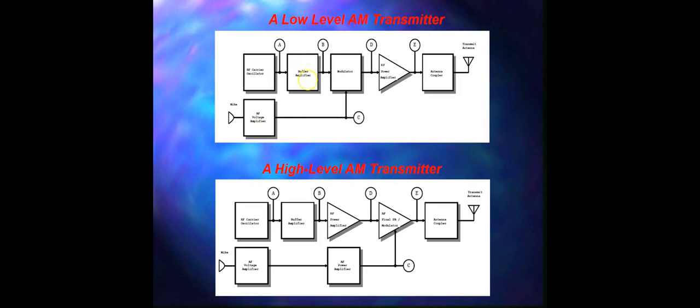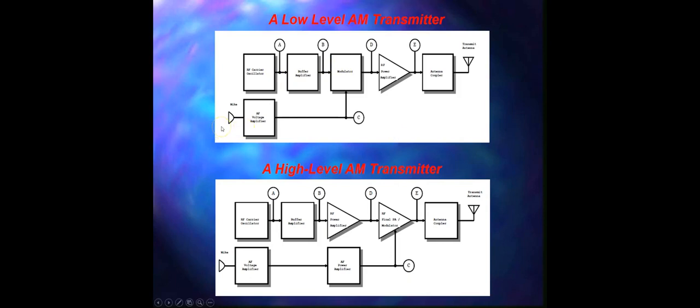Similarly, we can use a voltage regulator if the power supply is not held constant. And then we have here a modulator, which is a non-linear amplifier. In a low level transmitter, the power levels are low in the oscillator, in the buffer amplifier, and in the modulator stage. Typically, it will be around 10 milliwatt.